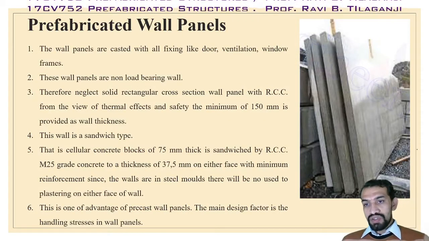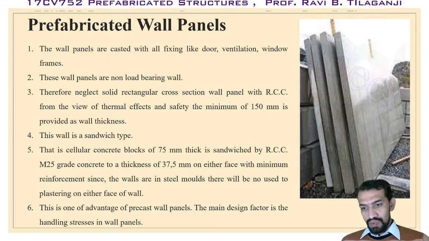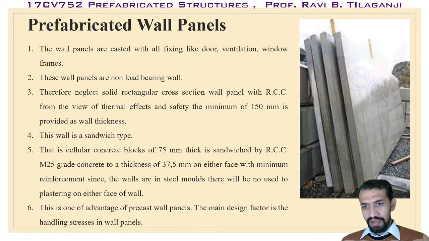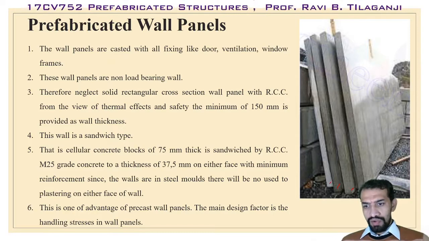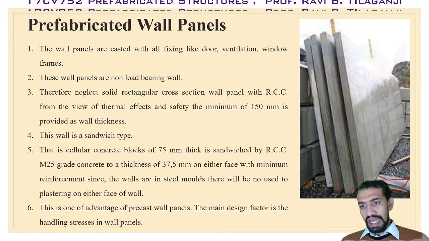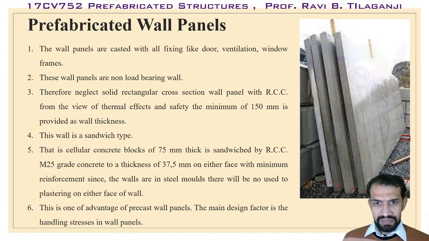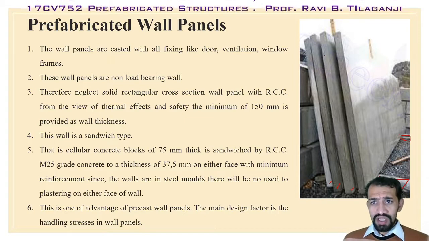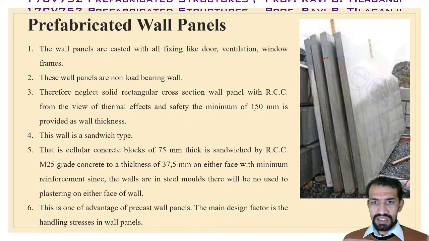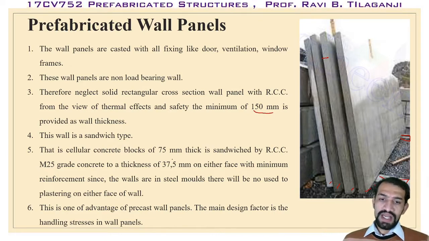Prefabricated wall panels. So these are the wall panels which we are able to see. This is one particular wall panel, second particular wall panel, third and fourth. We can also see how the stacking is done, because they should not be lying on the ground, which will be lengthier. So how much is the minimum thickness?